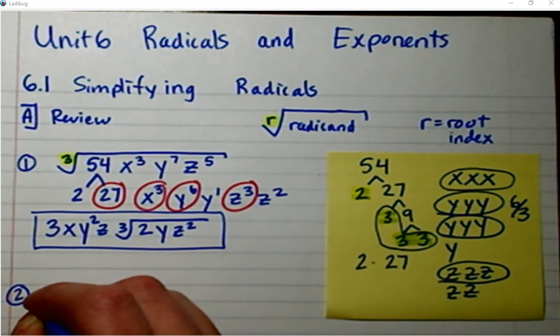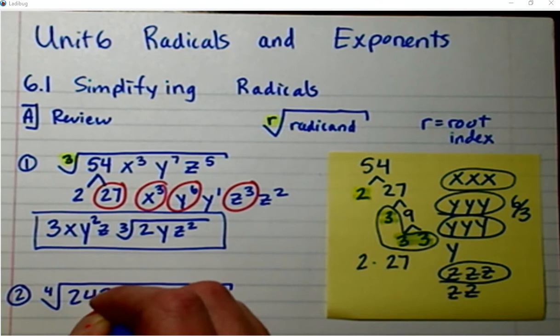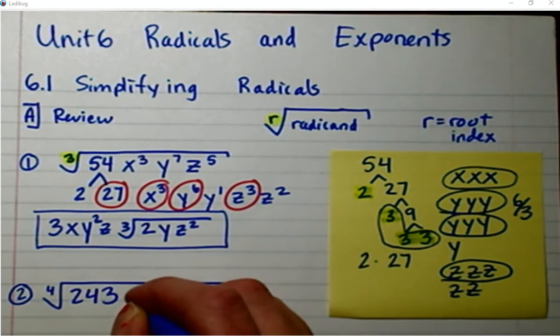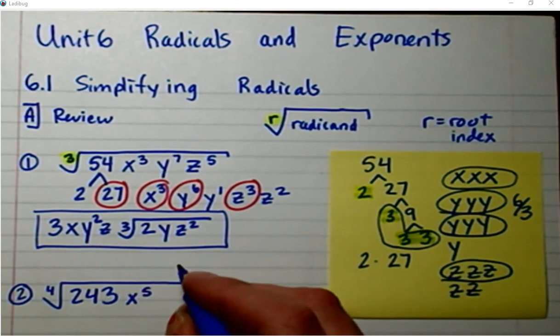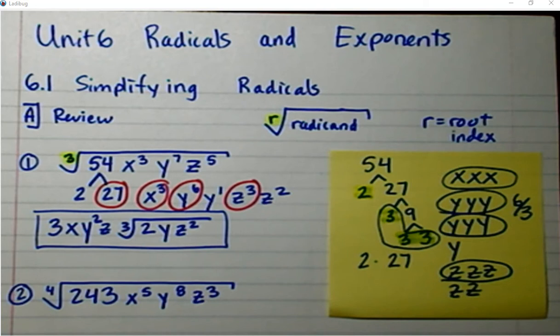Okay, so we're going to do a 4th root. 243 x to the 5th, y to the 8th, and z cubed. All right. You do the scratch work that you need to.